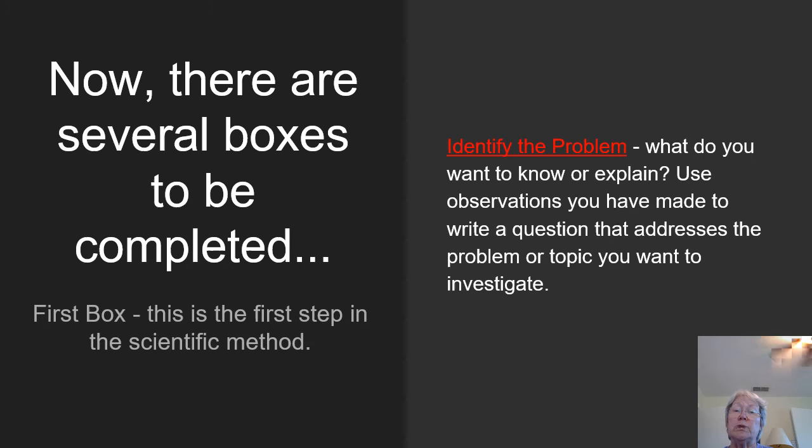So for the first one, it says, the first step in the scientific method is to identify the problem. What do you want to know or explain? Use observations you have made to write a question that addresses the problem or the topic you want to investigate. So filling in the blank here is identify the problem. So write that on that big long line that's in the top of that box. Identify the problem.